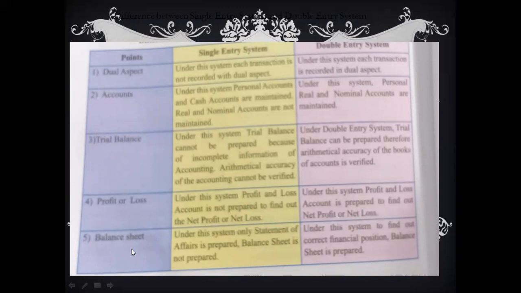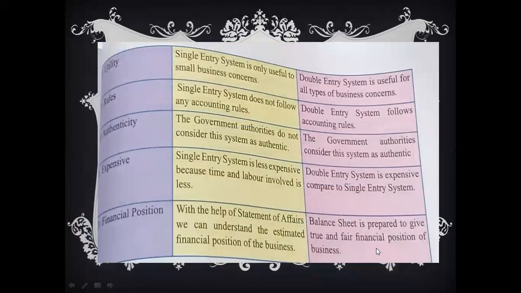Balance sheet. Next point is, under single entry system, statement of affairs is prepared, balance sheet is not prepared. Under double entry system, to find out the correct financial position, balance sheet is prepared. Utility. Single entry system is only useful to small business concerns, but double entry system is useful for all types of business concerns.